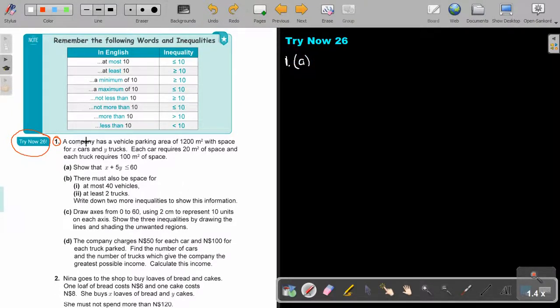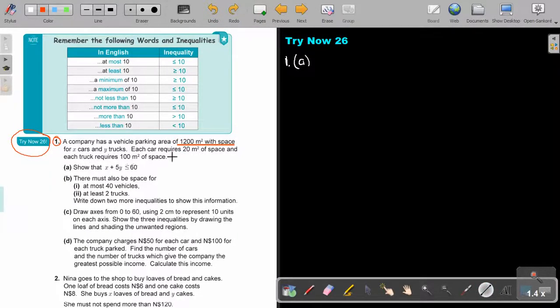Okay. A company has vehicle parking area of this, with space for X cars and Y trucks. Each car requires 20 meters square of space, and each truck requires 100 meters square of space. Show that this. Now, remember I said for every condition, write an inequality. So in this case, let's see what's the condition. It's space. Can you see?